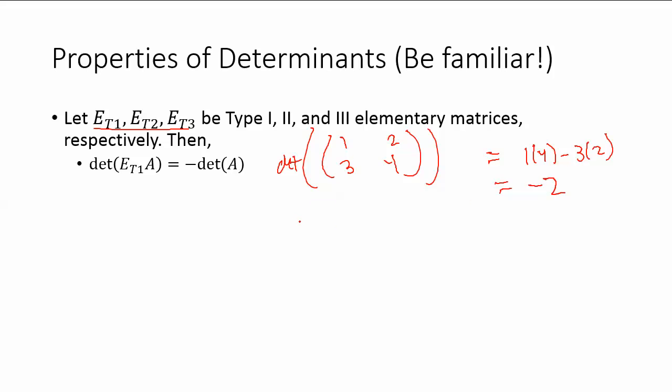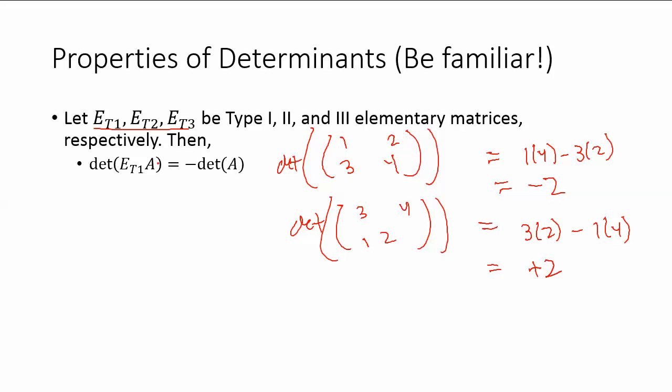And if I switch the rows, the determinant of 3, 4, 1, 2 would be 3 times 2 minus 1 times 4. In this case, 3 times 2 is 6 minus 4 is +2. So we can see that if you switch 2 rows, that's going to simply invert, not invert, but take the opposite sign of the determinant of the matrix without switching the rows.